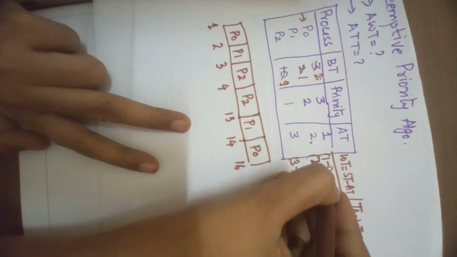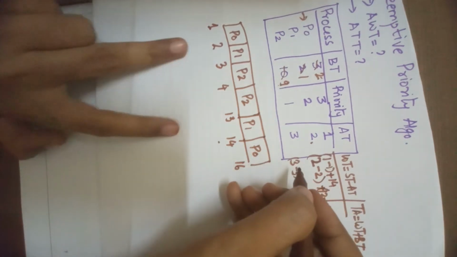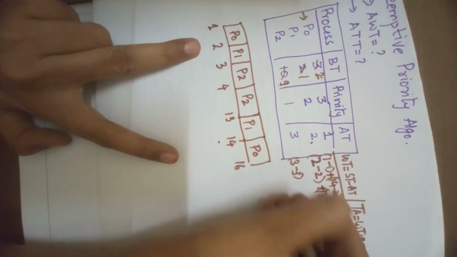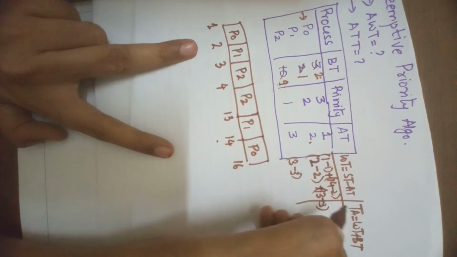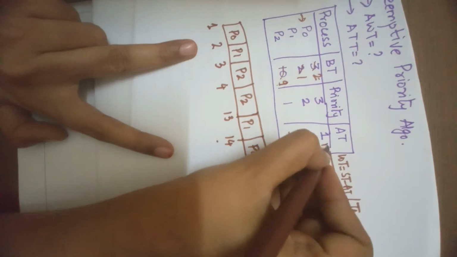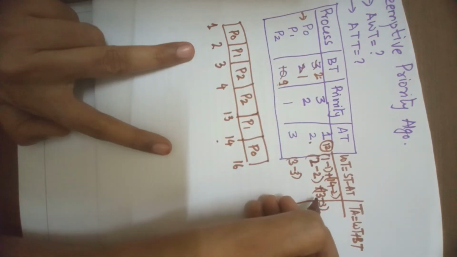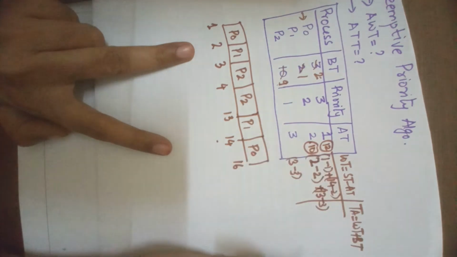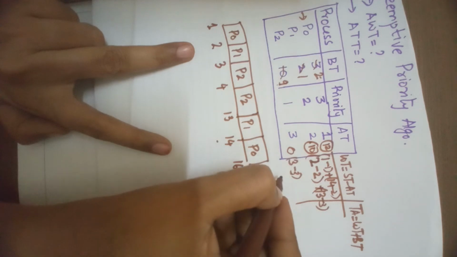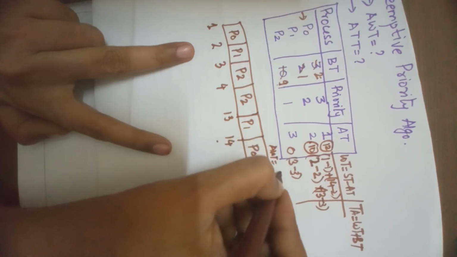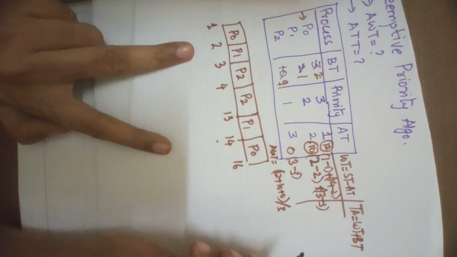Now what will be the second waiting time of P0? It started at 14, and it had stopped previously at 2. So 14 minus 2 will be the waiting time. So the waiting time for P0 will be 1 minus 1, which is 0, plus 14 minus 2, which is 12. That is the waiting time for P0. Now for P1, 2 minus 2 is 0, plus 13 minus 3, which is 10. That will be the waiting time for P1, and the waiting time for P2 will be 0. So the average waiting time will be 12 plus 10 plus 0 divided by 3.